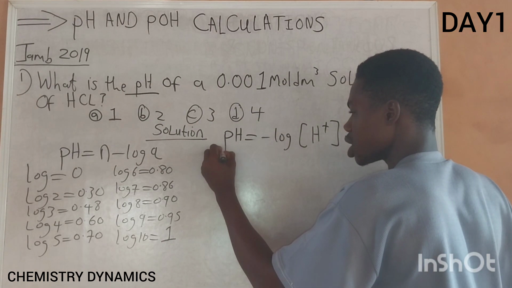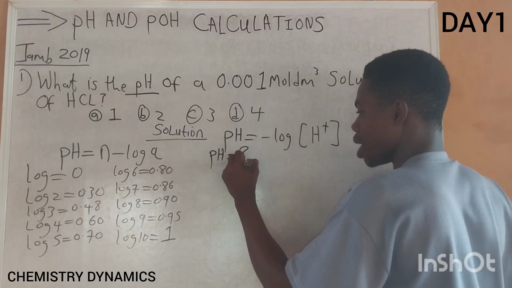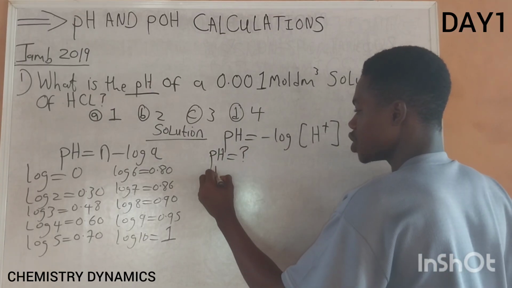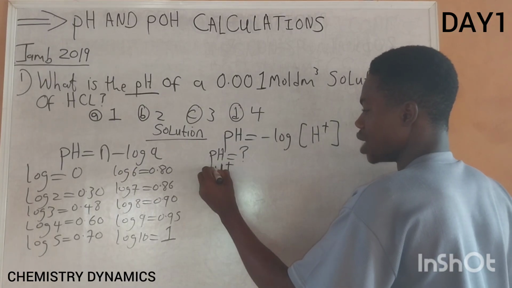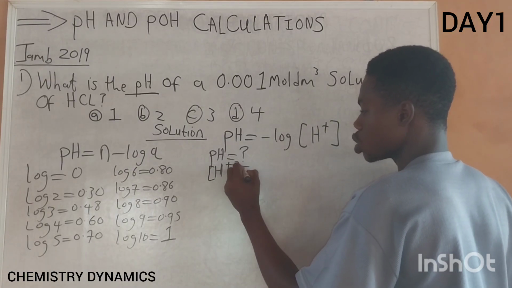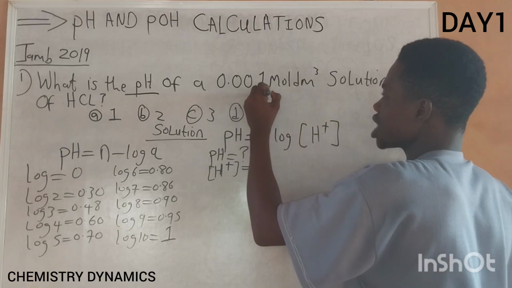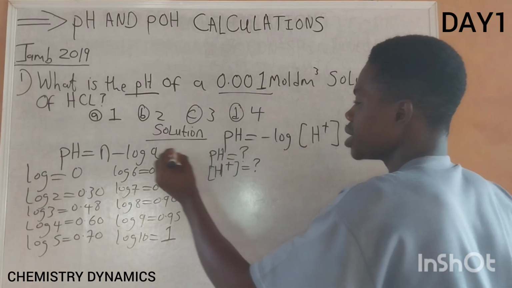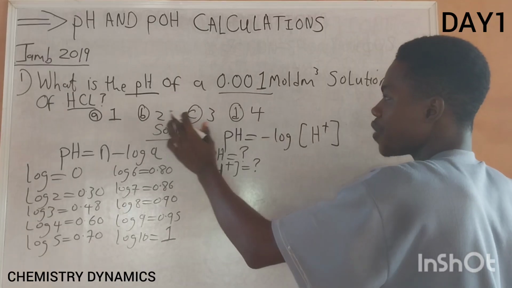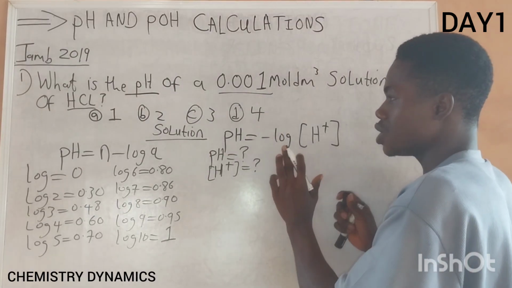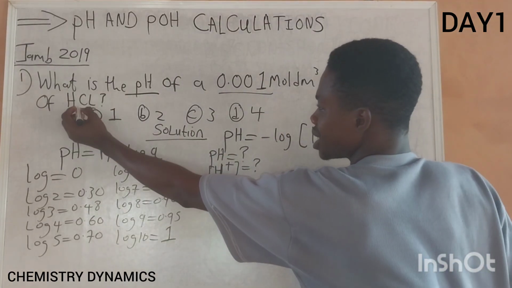So pH equals question mark, which is what we're looking for. To find pH, you must have the hydrogen ion. So hydrogen ion equals, we are not given it, but they gave us the concentration and the acid here, which happens to be hydrochloric acid. To find our hydrogen ion, we must therefore break this acid.